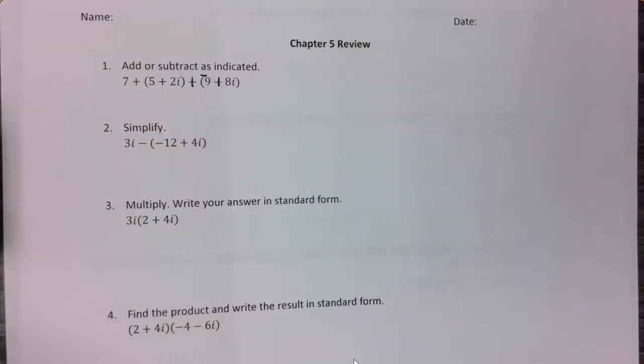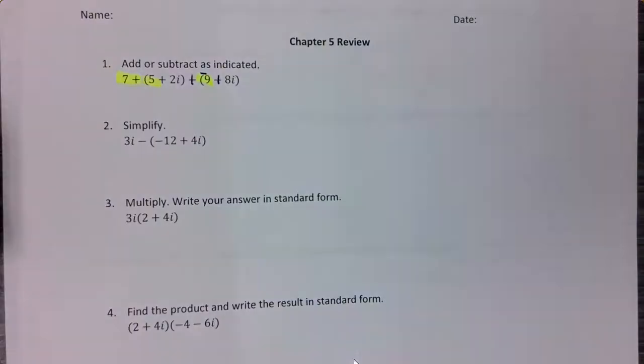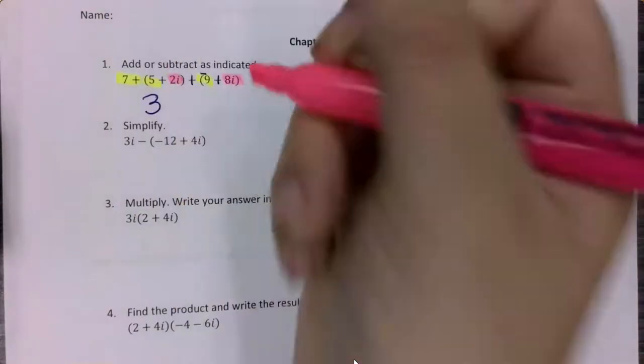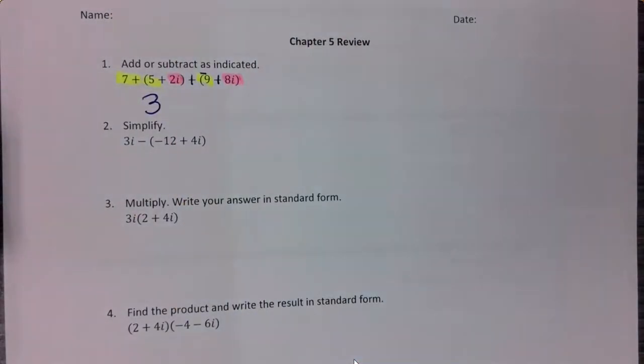So I have a 7, a 5, and a negative 9 that are all real numbers. 7 plus 5 is 12, minus 9 is 3. And then I am going to add this 2i and this 8i together to get 10i.